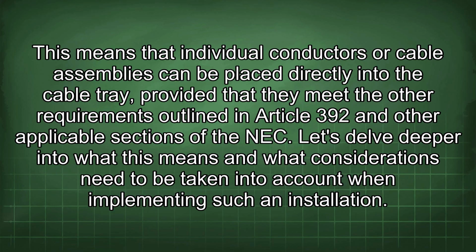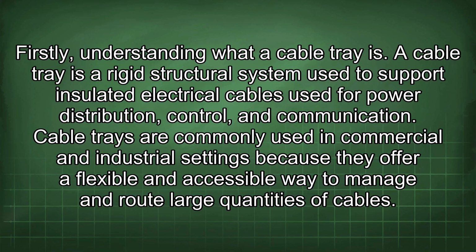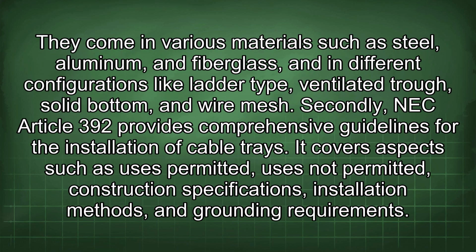Let's delve deeper into what this means and what considerations need to be taken into account when implementing such an installation. Firstly, understanding what a cable tray is. A cable tray is a rigid structural system used to support insulated electrical cables used for power distribution, control, and communication. Cable trays are commonly used in commercial and industrial settings because they offer a flexible and accessible way to manage and route large quantities of cables. They come in various materials such as steel, aluminum, and fiberglass, and in different configurations like ladder type, ventilated trough, solid bottom, and wire mesh.